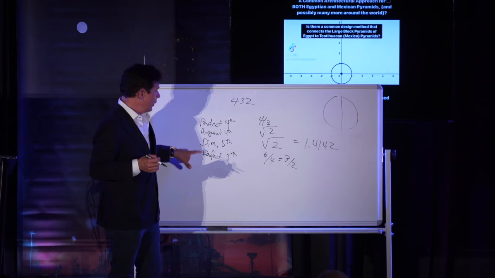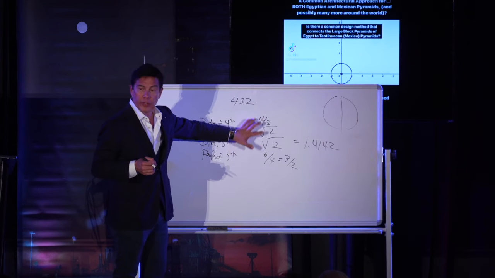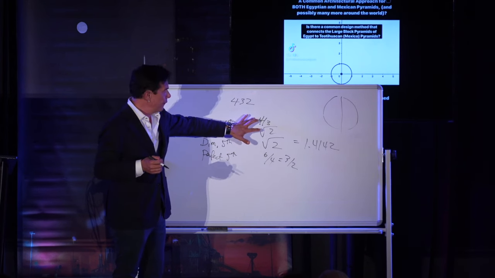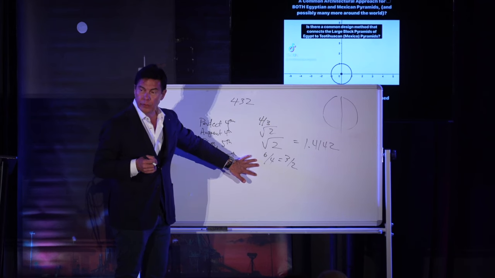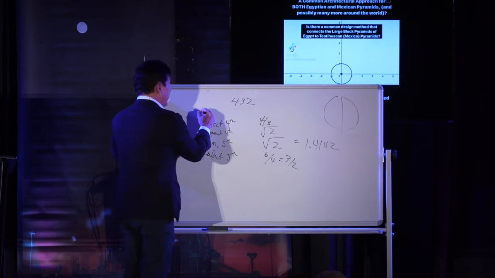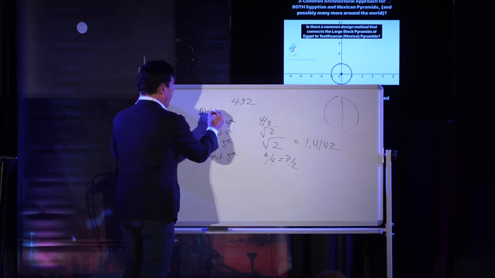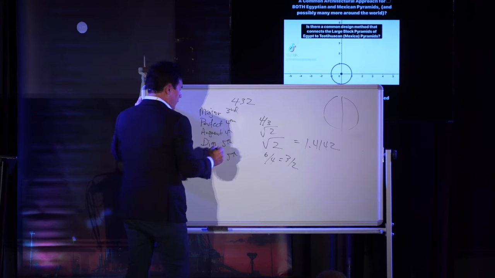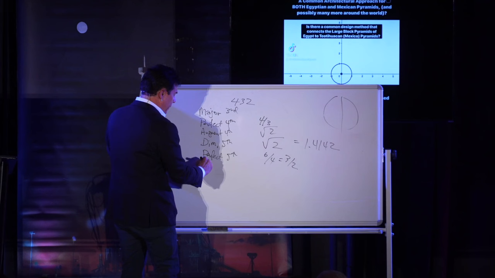The perfect fourth and the perfect fifth become inverse relationships of each other. So you've got 4/3 and 3/2. So then if we go to the major third, and its inverse will be the minor sixth.